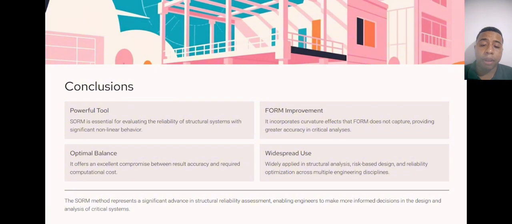In conclusion, the second order reliability method is a powerful tool to evaluate the reliability of nonlinear systems.